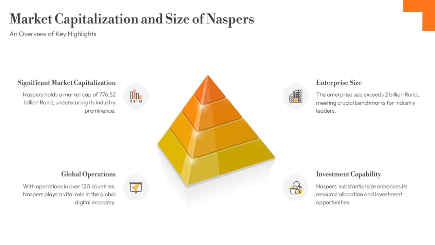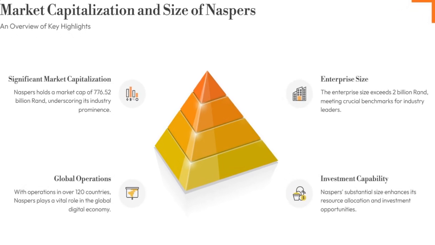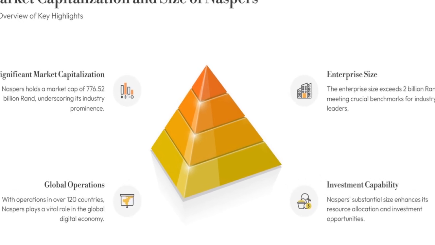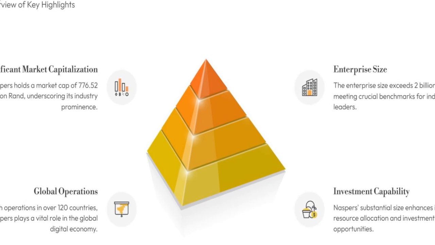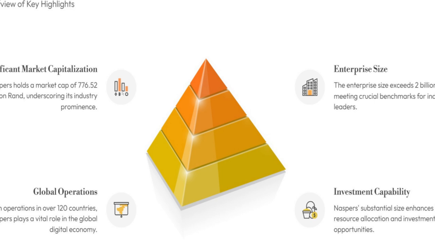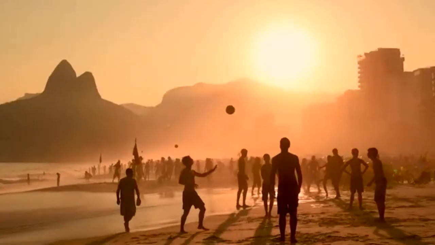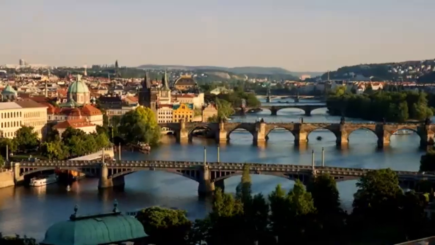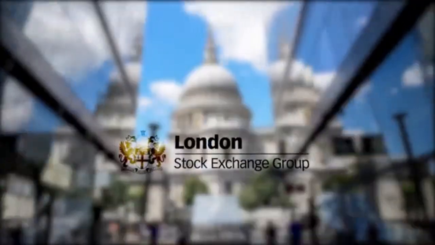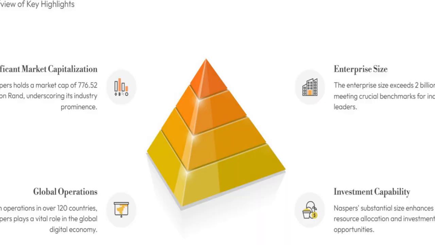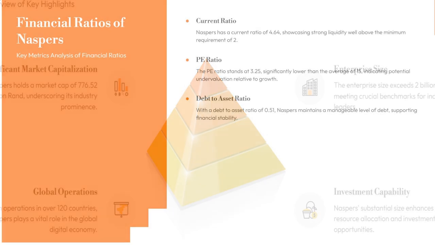Market capitalization and size of Naspers: an overview of key highlights. Significant market capitalization: Naspers holds a market cap of 776.52 billion rand, underscoring its industry performance. Global operations: with operations in over 120 countries, Naspers plays a vital role in the global digital economy. Enterprise size: the enterprise size exceeds 2 billion rand, meeting a crucial benchmark for industry leaders. Investment capability: Naspers' substantial size enhances its resource allocation and investment opportunities.